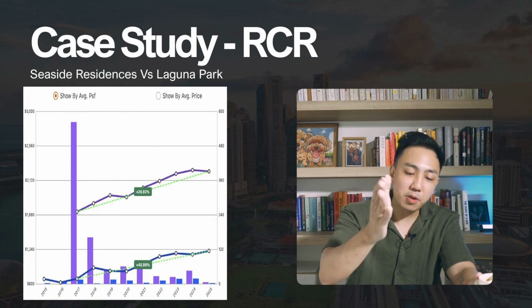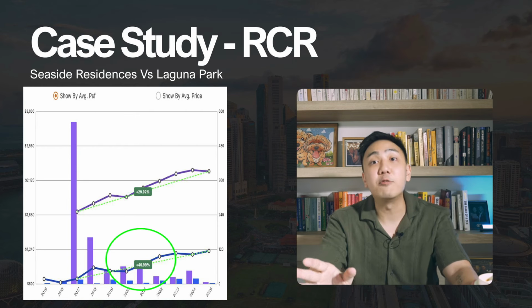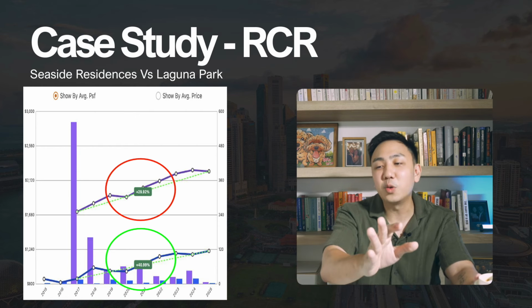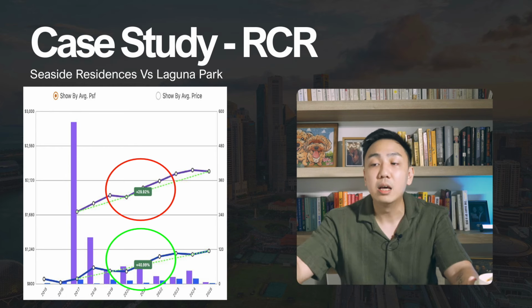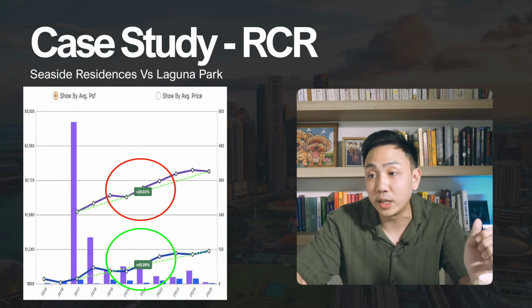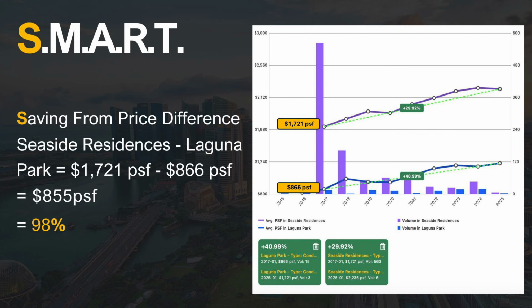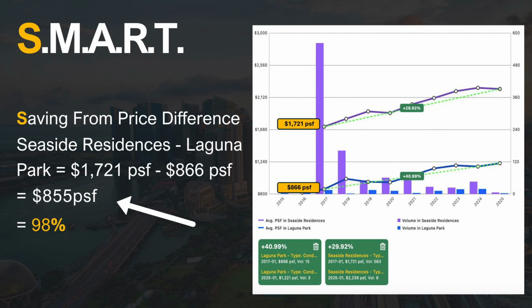Laguna Park, if you bought at the same time as Seaside, Laguna Park made 41%, which is almost twice, I think 25 to 30% more than what Seaside Residences owners made, because Seaside Residences owners made around 30% only. Okay, so we apply this S.M.A.R.T framework to Seaside Residences and Laguna Park as well. You will see the price difference is staggering. Of course, why it's so staggering is because Laguna Park's lease is relatively old as compared to Seaside. I don't think it's a 10 years difference. It's way more than that. But the price difference, if you were to buy in 2017, is almost 100%. $855 PSF. That is pretty exaggerated, okay?